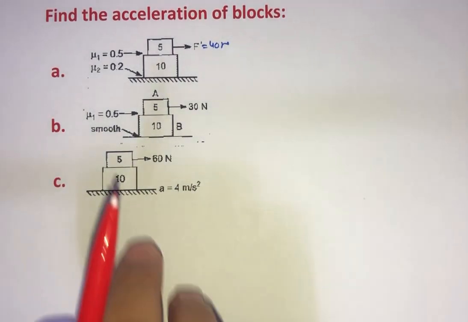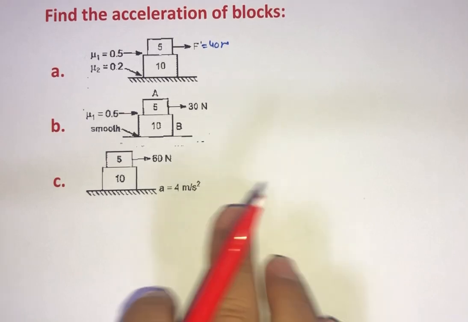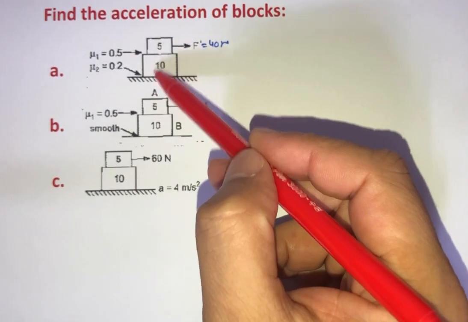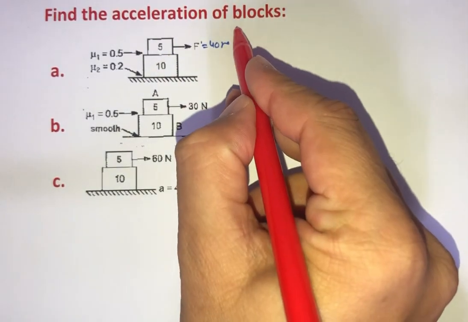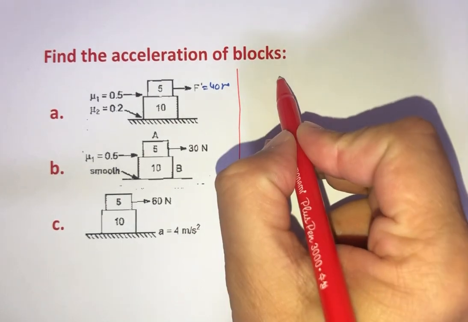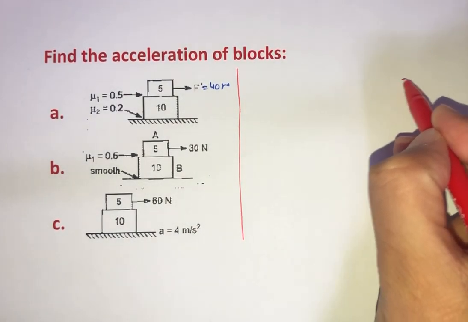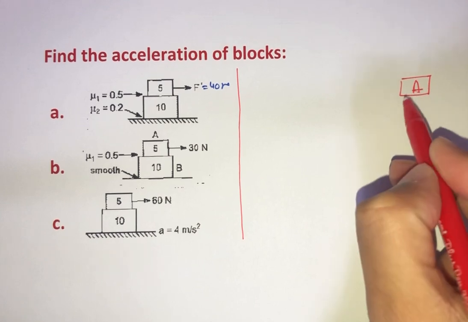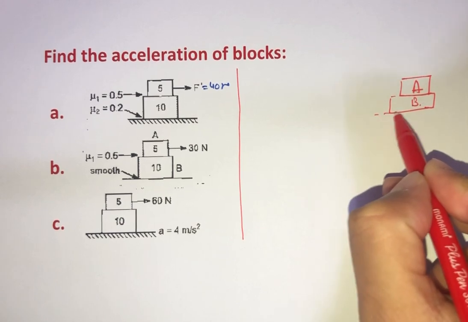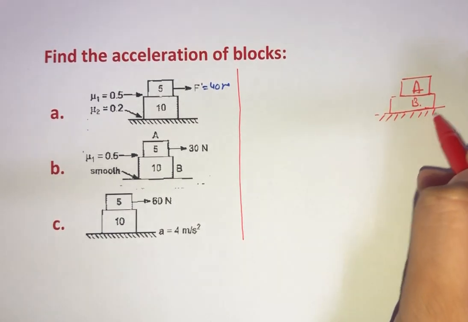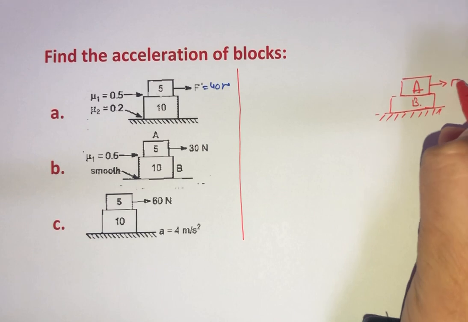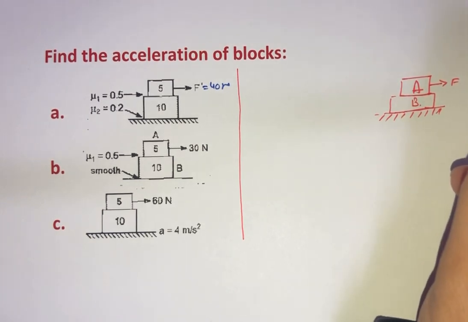So first of all, we will try to understand the basic concept behind when two blocks are one over the other and we have friction between them. So let us say we have two blocks. The upper block is called A, and we have a lower block which is called B, which is lying on a surface. The force F is applied on the upper block. Okay.